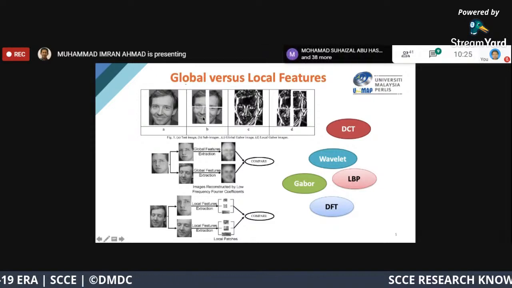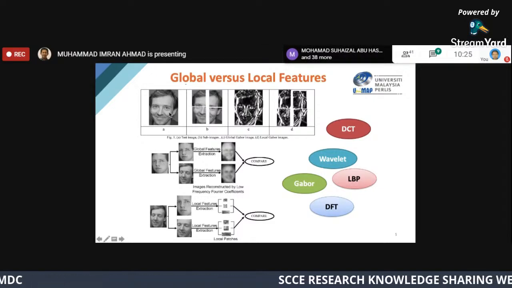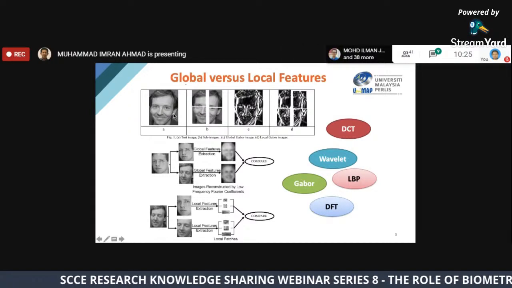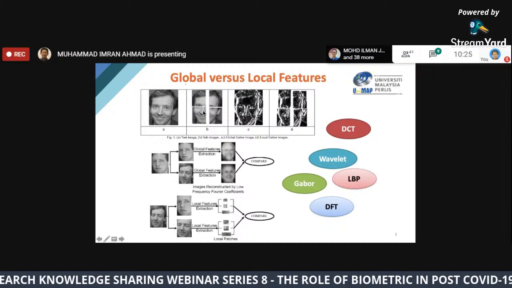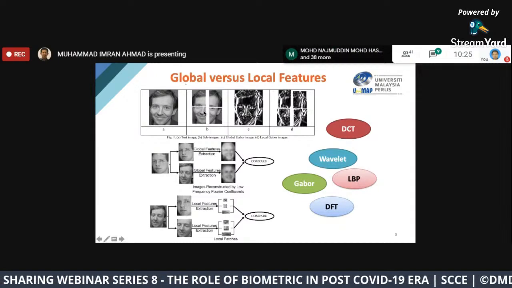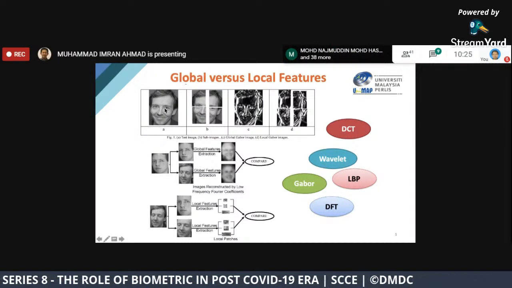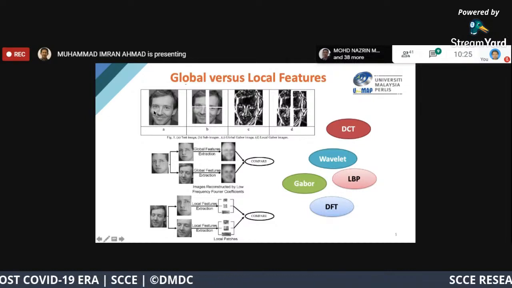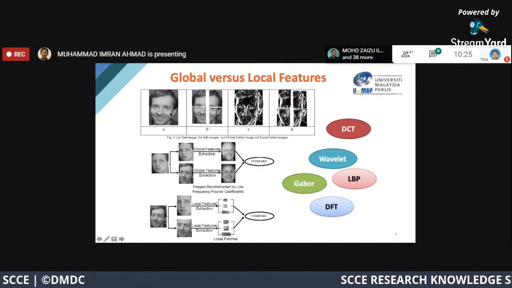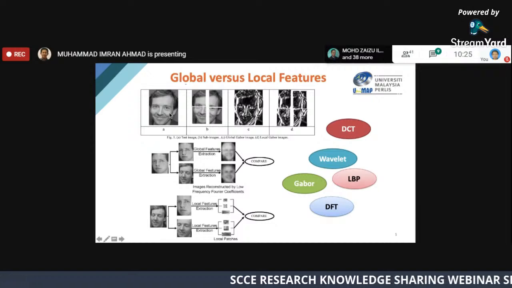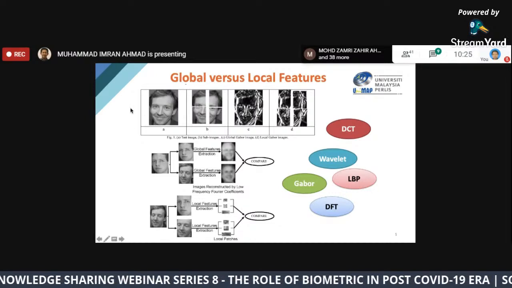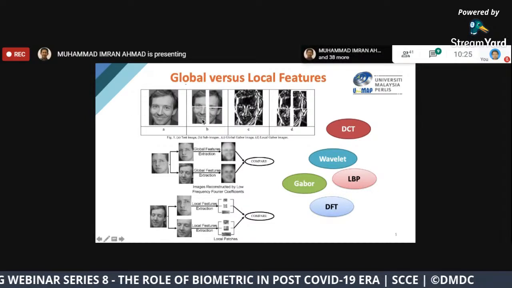So during this pandemic, when we cover our face with a mask, the best features should be the local features compared to global features. Global features are no use, because half of your face is considered noise or unwanted information. This area is unwanted information, so there is no point for us to use global features. The best solution is by using local features.